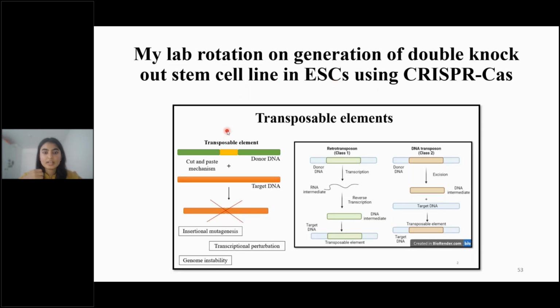What my work was, I worked on transposable elements. If you have heard about jumping genes, which literally means there are some parts of the DNA which randomly break off and attach to another part in the genome. And even humans have that. They are called the ALU sequences. These transposable elements can be harmful, right? They can cause insertional mutagenesis, transcriptional perturbations, and genome instability. So to avoid this, these genes need to be silenced. They should be switched off, or else there will be a lot of mutations in the DNA.